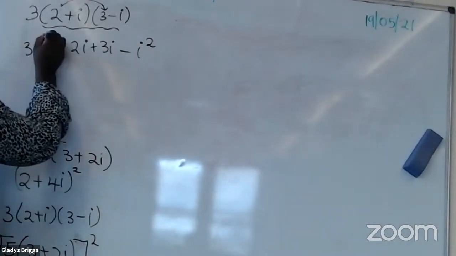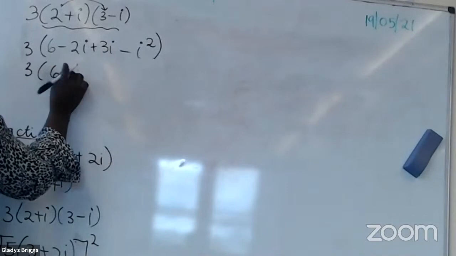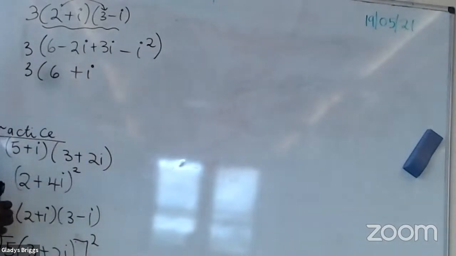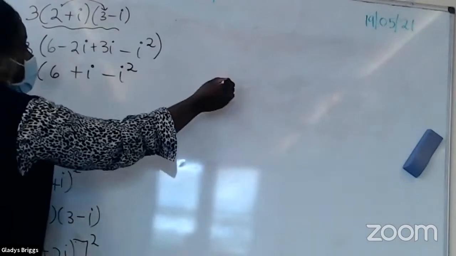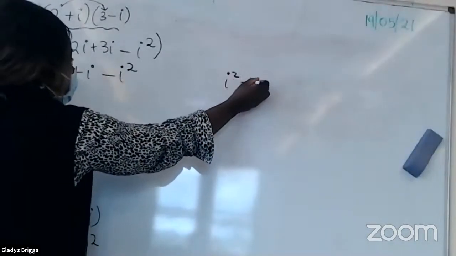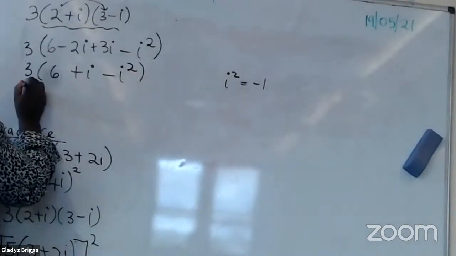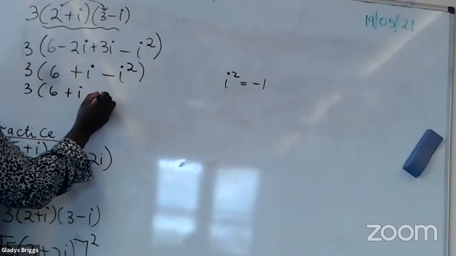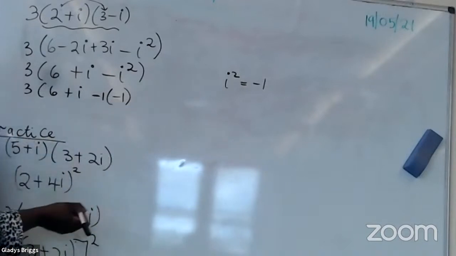Now we have the 3 there. We have to simplify this. 6 minus 2 plus 3 is what? Plus i, 1i. Minus 2 plus 3 is 1, isn't it? Yes. Minus i squared. But i squared is equal to what? Negative 1. Is it? Good. So we're doing good so far. That with 3 and 6 plus i minus 1 times negative 1.